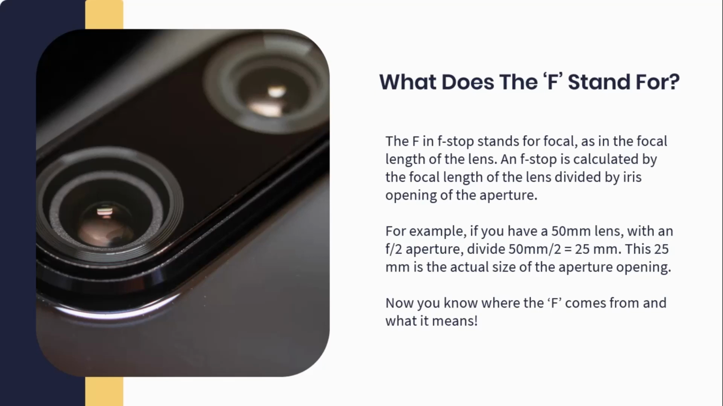The f-stop is calculated from the focal length, by the opening of the aperture compared to that focal length. So, for example, if we had a 50mm lens with an f2 aperture, I divide 2 into 50mm, and that gets me 25mm. This means 25mm is actually the size of the aperture opening.